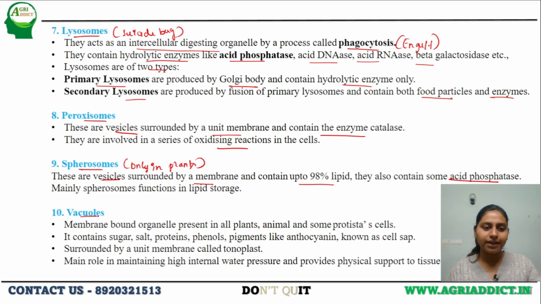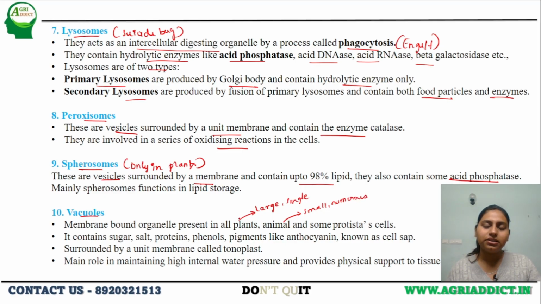Next, coming to vacuoles. Vacuoles are also membrane-bound organelles present in plants, animals, and some protista cells. But in plants, they are very large and usually single in nature, whereas in animals they are small and numerous vacuoles are present.